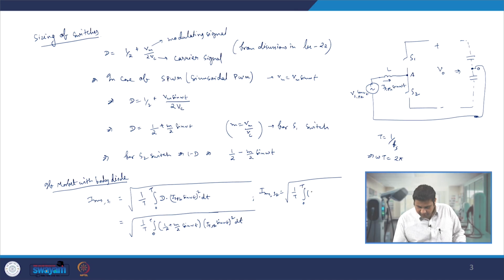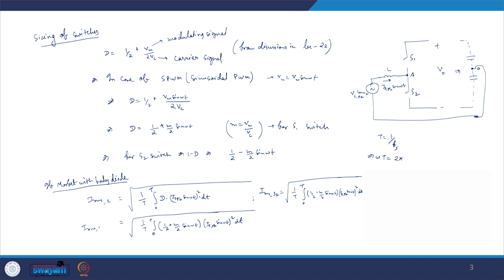and for S2 switch the duty ratio is 1 by 2 minus m by 2 sin omega t. So it will be 1 by 2 minus m by 2 sin omega t multiplied by Is peak sin omega t whole square dt. So one can solve these two equations and can calculate your RMS current through the switches if the switch is realized using MOSFET with body diode.